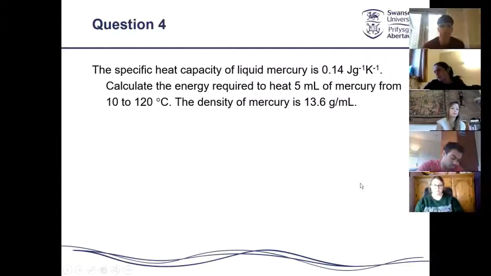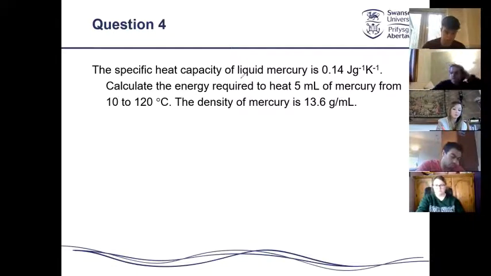And then final one of these questions for today. Now we're going to look at mercury, which is possibly one of the coolest elements. So the specific heat capacity of mercury is 0.14 joules per gram per Kelvin. Calculate the energy required to heat 5 mL of mercury from 10 to 120 degrees Celsius. We're again dealing with a liquid, and this time we're told the density of mercury is 13.6 grams per mL.